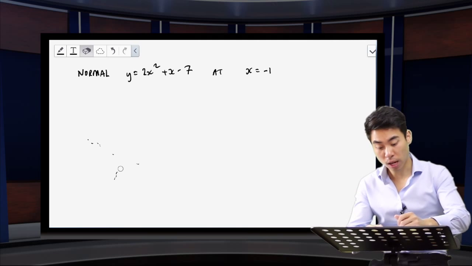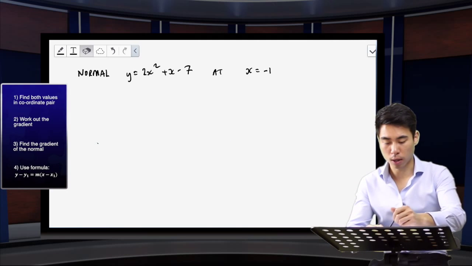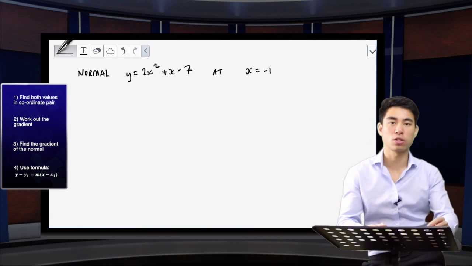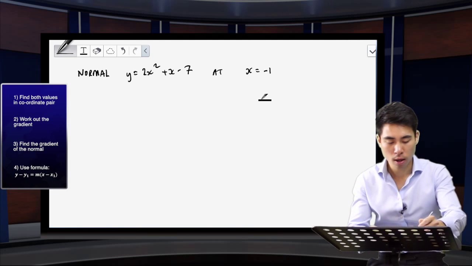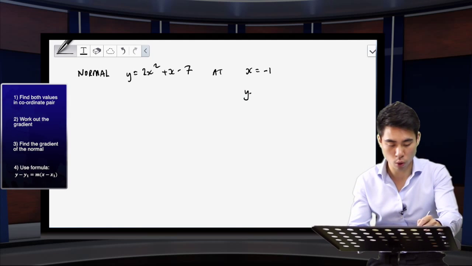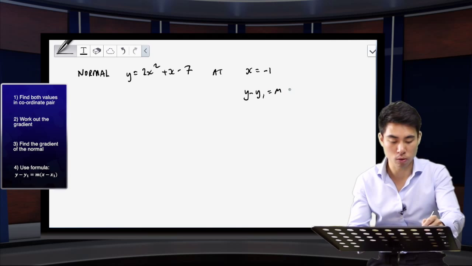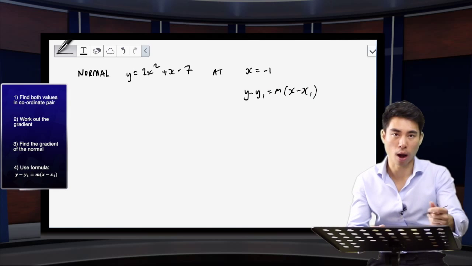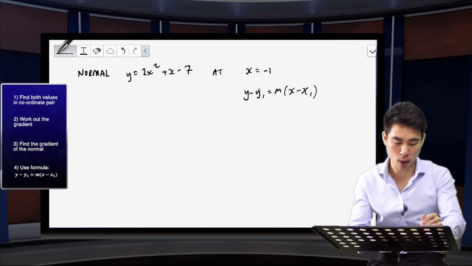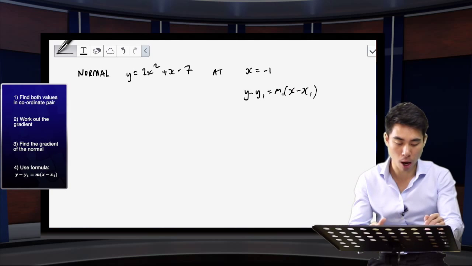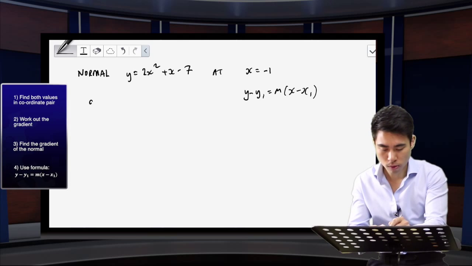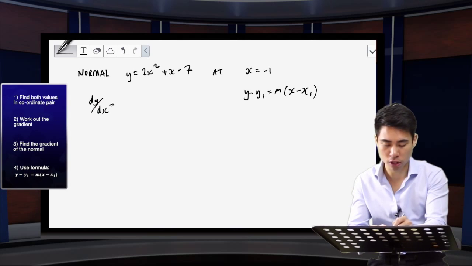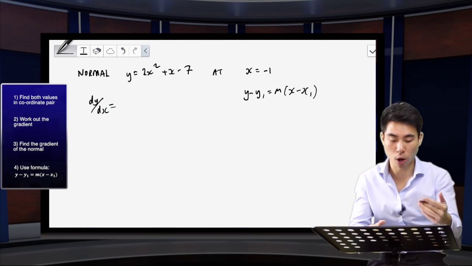So the steps are going to be exactly the same as working out the equation of the tangent, but we have one additional step, and that step is working out the perpendicular gradient. So just remember, the equation that we're working with here is your y minus y1 equals m times x minus x1 equation, and for this to work, we need the y-coordinate, the x-coordinate of a point on that line, and we need our gradient. So let's work with our gradient first.